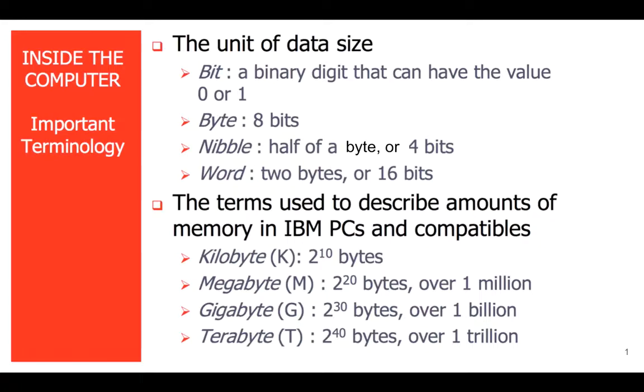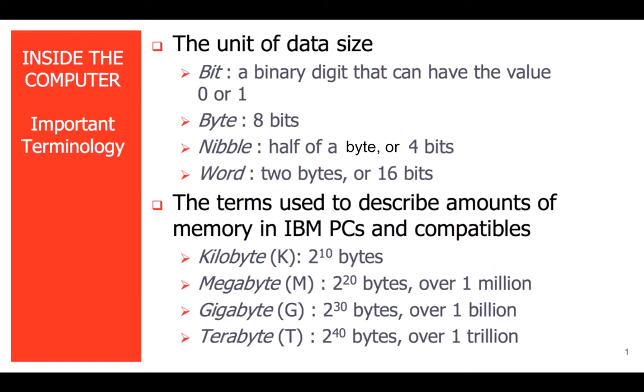The unit of data size. Bit, a binary digit that can have the value 0 or 1. Byte, 8 bits. Nibble, half of a byte, or 4 bits. Word, 2 bytes, or 16 bits.